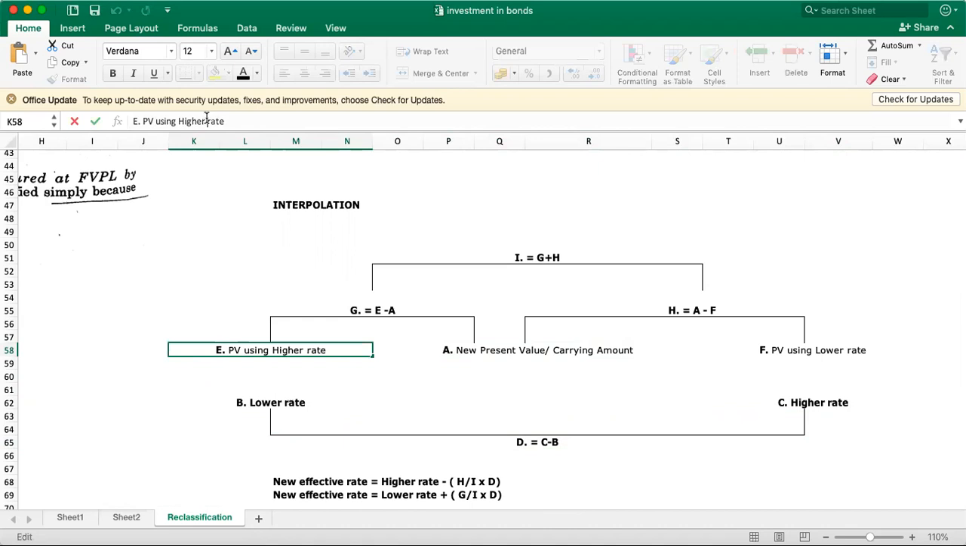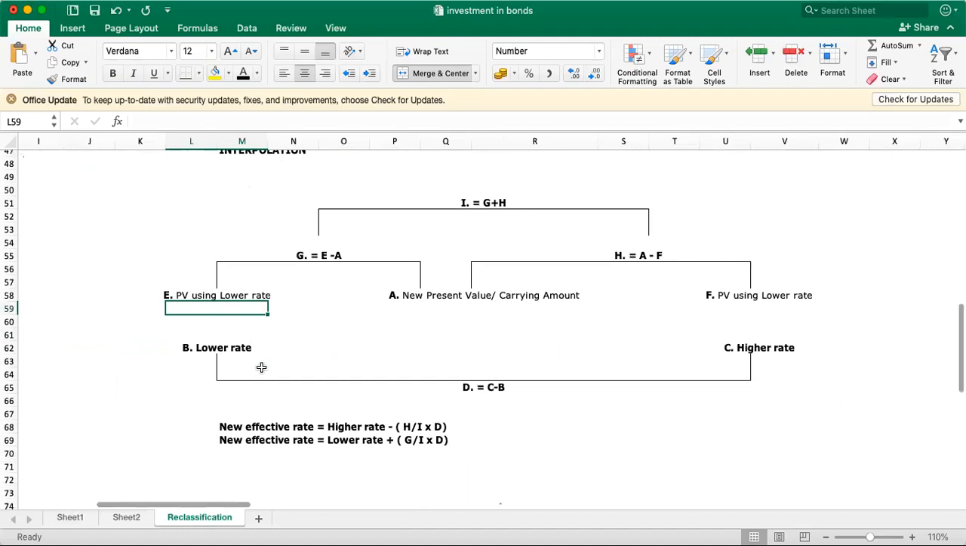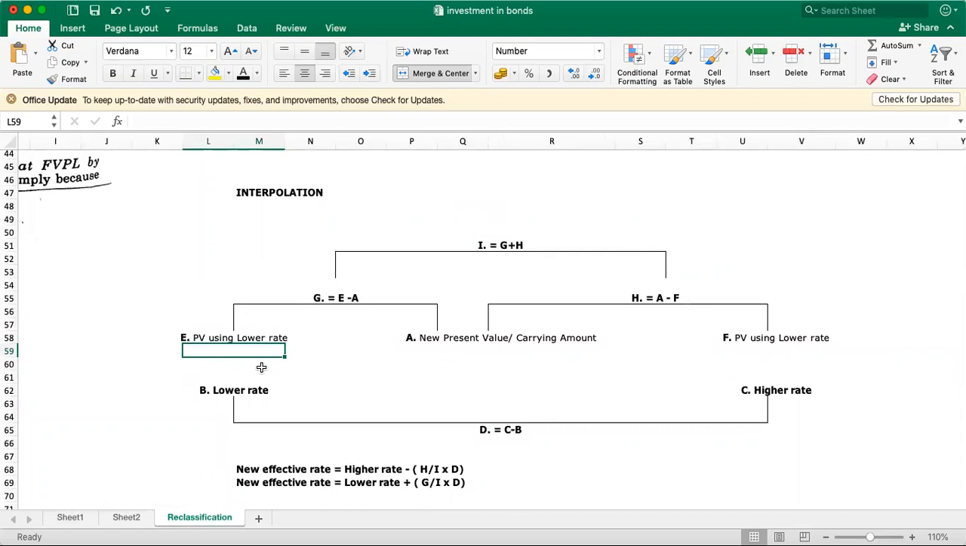Lower rate. Here, we need to compute the present value using the lower rate. So we need to compute the PV of 1 and the PV of an ordinary annuity of 1, multiply it to the principal and to the interest received, based on the nominal rate.